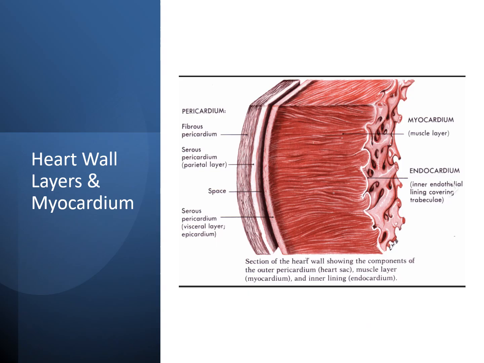Here we have the heart wall layers and myocardium. The heart has three main layers, and each plays a vital role in keeping the heart functioning. The first layer we have is the endocardium. It's a thin, smooth inner lining that covers the inside of the heart chambers and surface of the valves. It provides a frictionless surface so blood can flow smoothly and helps prevent blood clot formation.